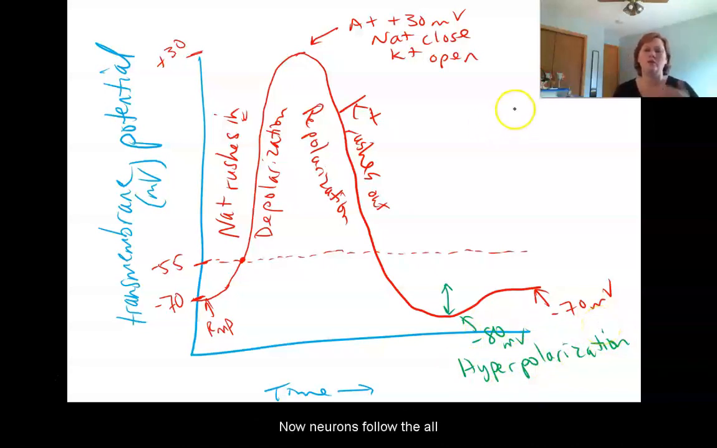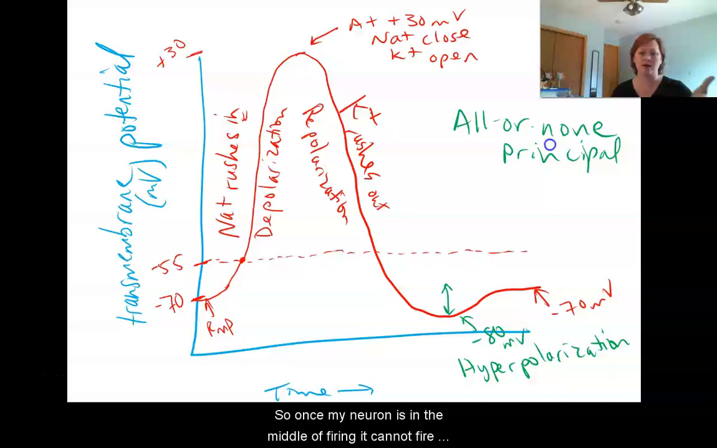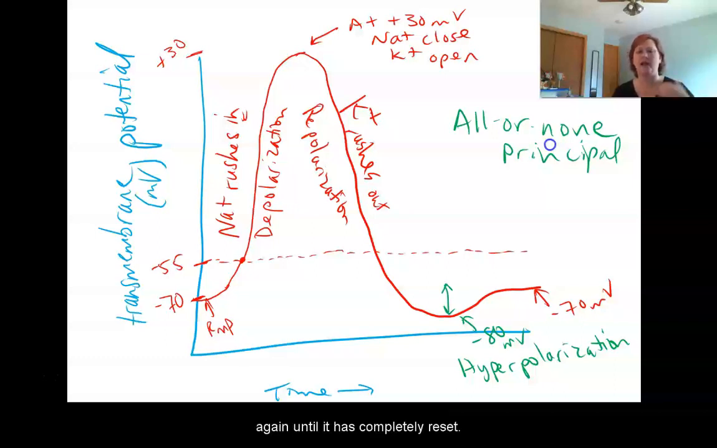Now, neurons follow the all or none principle, meaning either they fire or they do not. You can't be a little bit pregnant. A gun doesn't partially fire, right? It is or it isn't. So once my neuron is in the middle of firing, it cannot fire again until it has completely reset. We call that the refractory period.